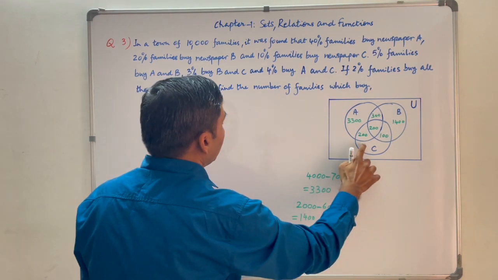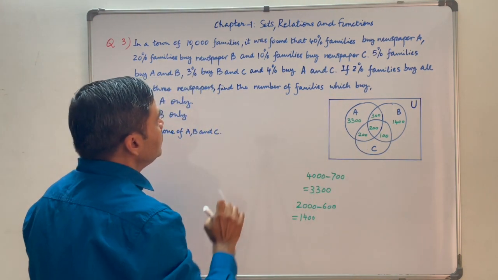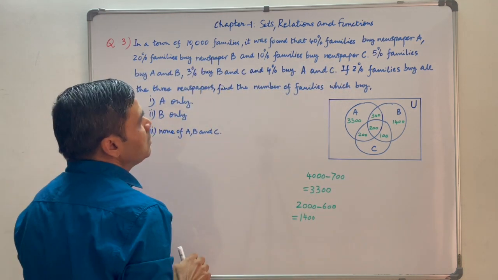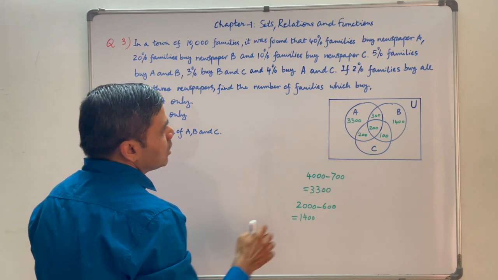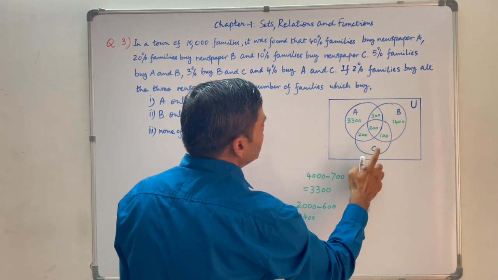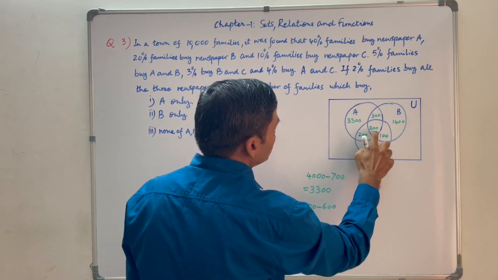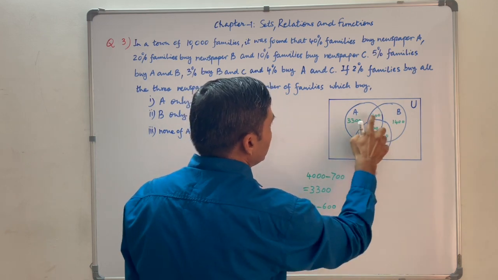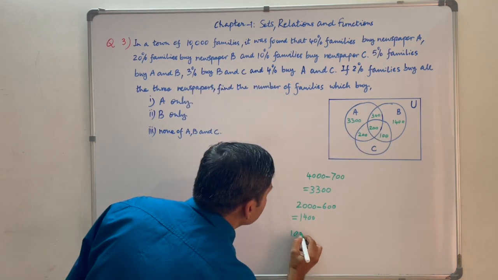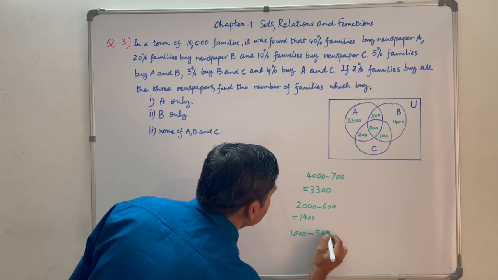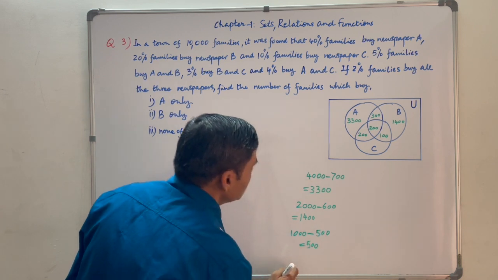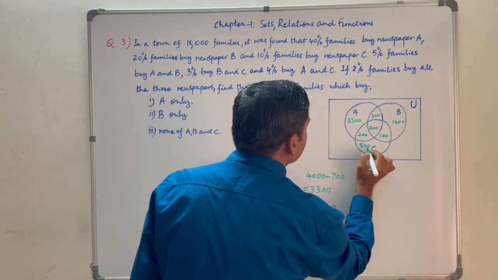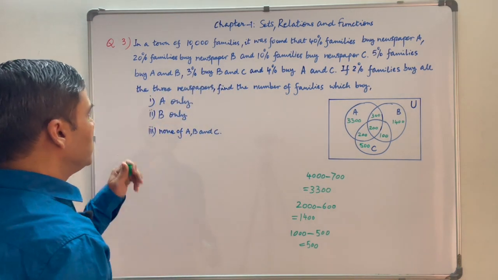Let us figure out how many buy only C. So 10% families buy newspaper C. 10% of 10,000 will be 1,000. So 1,000 will be summation of this whole area. You need to subtract 200 plus 200 plus 100, means 500. So 1,000 minus 500, that is equal to 500. So 500 families buy only newspaper C. So you write 500.